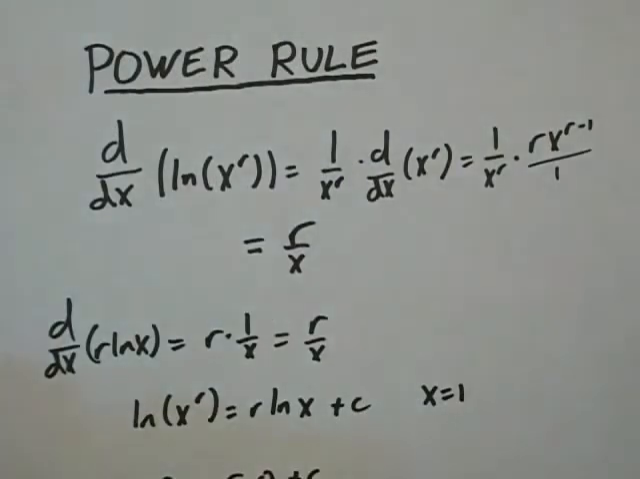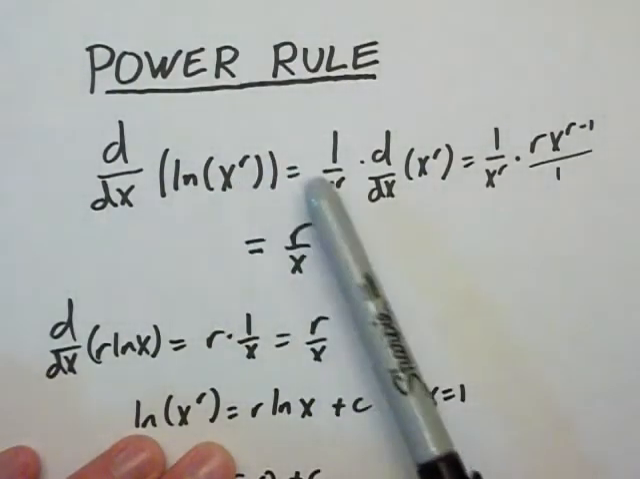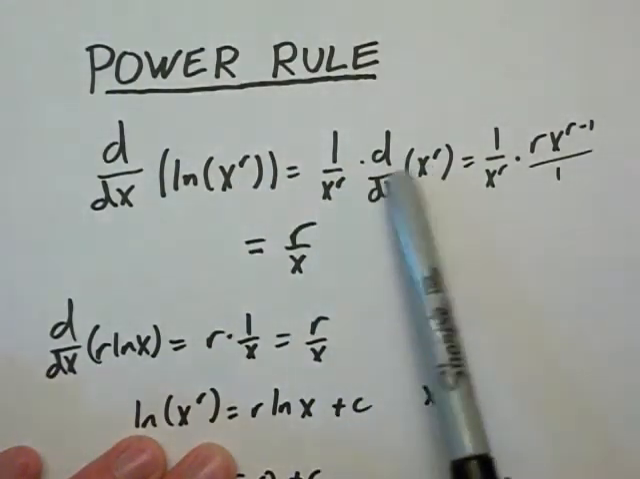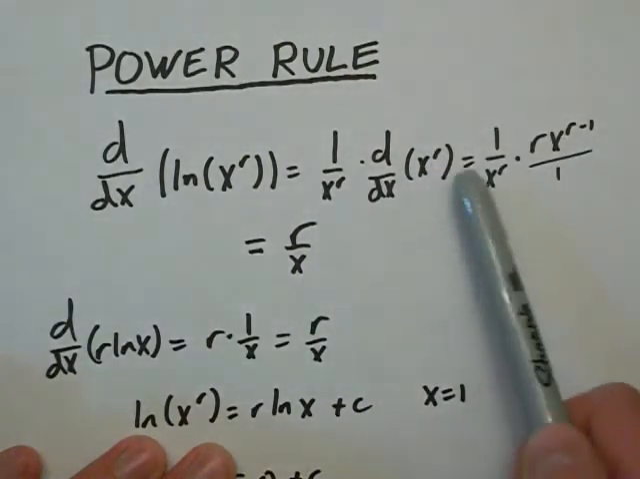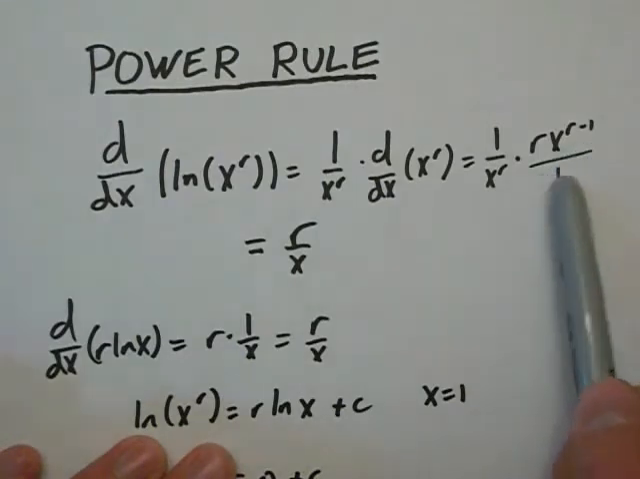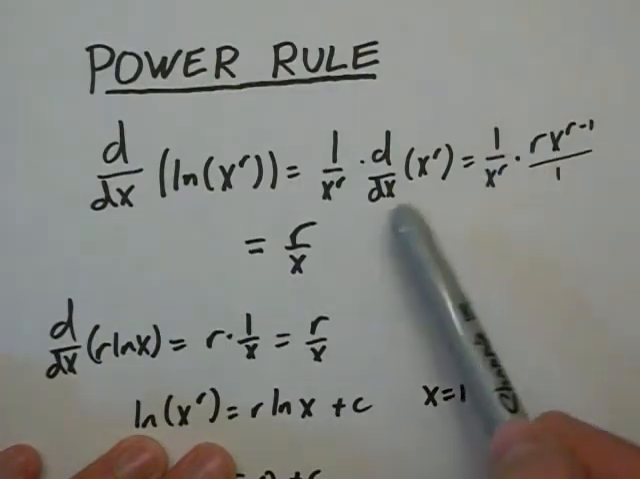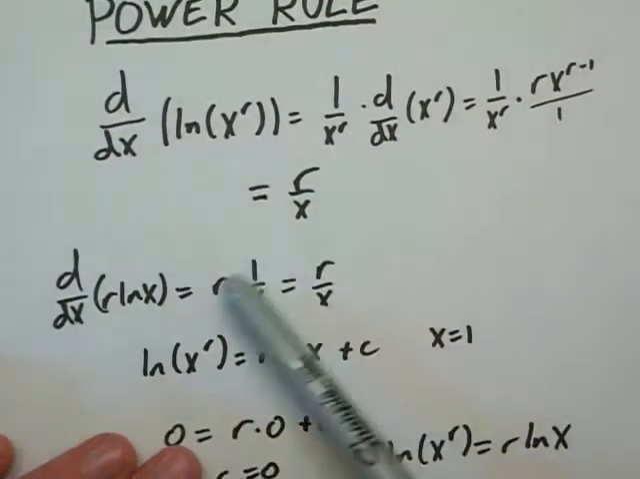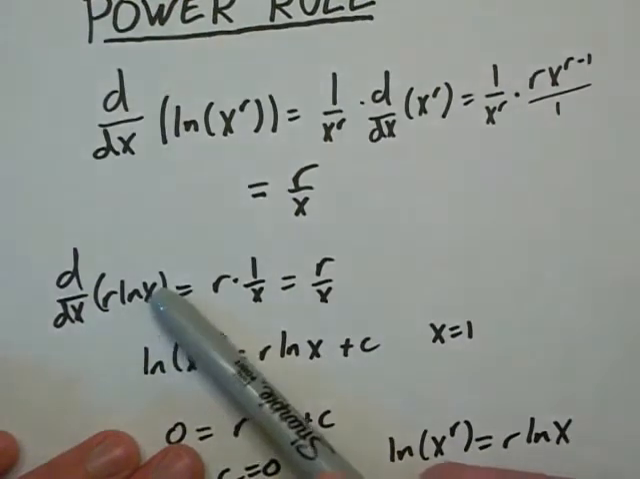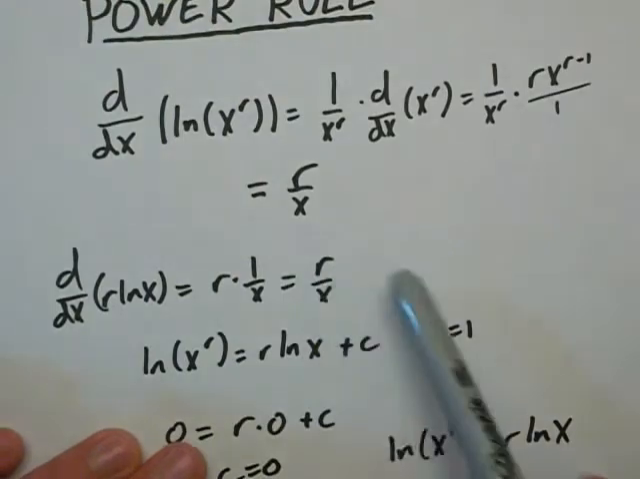Now that we have learned the difference rule and given a small intro into the power rule, let's take a look at proving the power rule. The derivative of ln x to the r equals 1 over x to the r times the derivative of x to the r. The derivative of x to the r is r times x to the r minus 1, bringing the power down and subtracting 1 from the power. If you multiply those out, you end up with r over x. The derivative of r ln of x is r times 1 over x, which equals r over x.